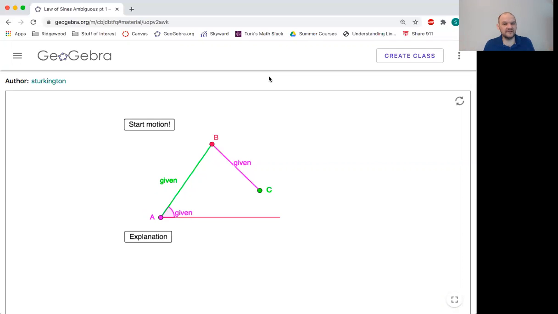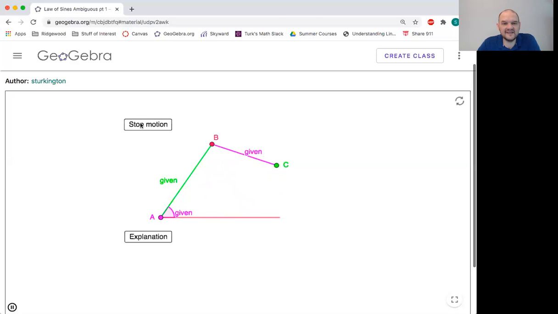What's going on? Well, it turns out that if I take this and start moving it around, do you notice what doesn't happen? This side never connects with the horizontal line that is determining our given angle. Our given angle is between this horizontal line and this other given side. So this angle is given. This length is just not long enough.